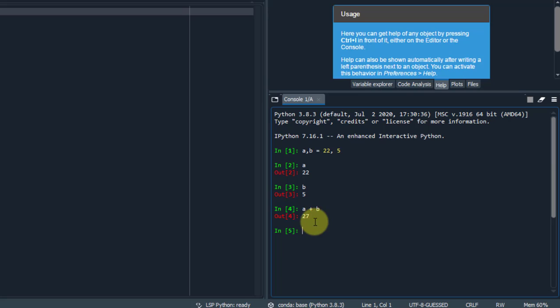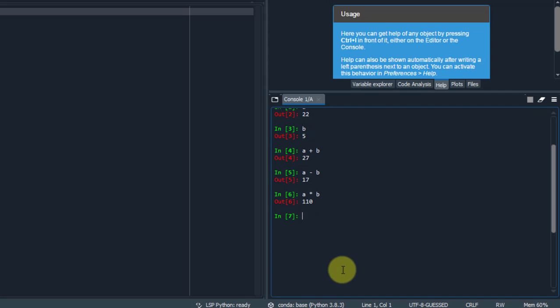Let's use the second operator, that's subtraction. So a minus b. So we're going to subtract the second operand b from the first operand, and we have 17 as the answer. Now to perform multiplication, we're going to use asterisk, so a multiplied by b, and that gives us 110.